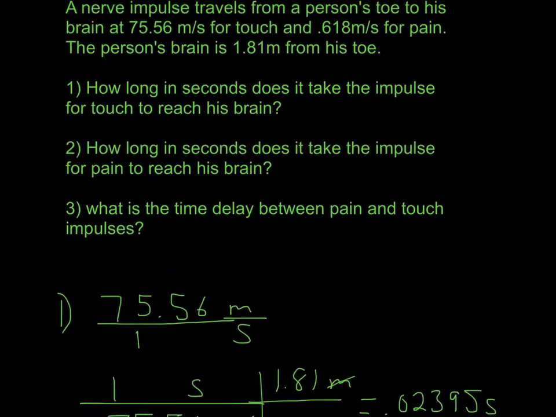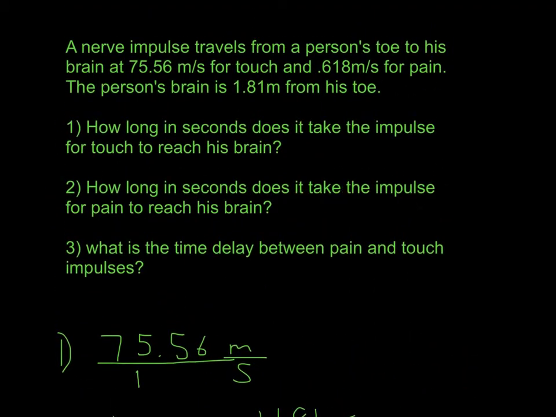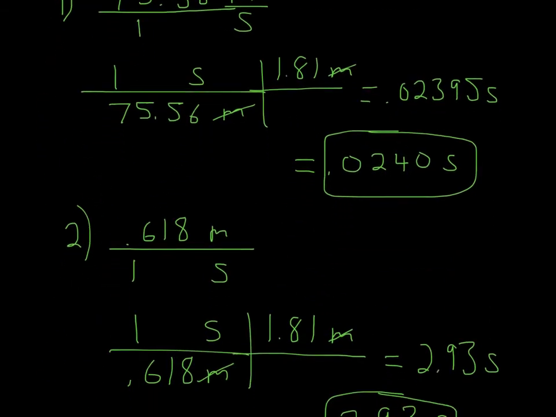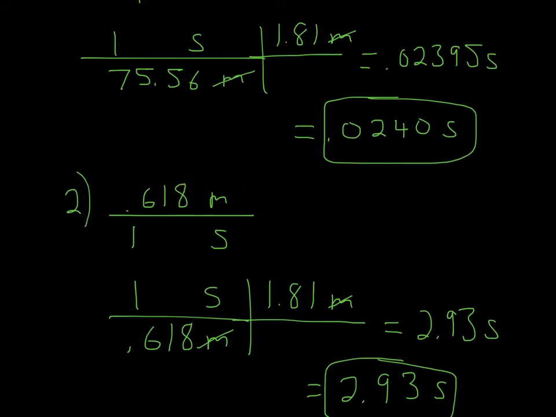The next question is, how long in seconds does it take the impulse for pain to reach the brain? So the pain impulse is this one, 0.618 meters per second. What you do is use that information and the distance to the brain. So all I did was write that, 0.618 meters over 1 second. And then you can just flip it over, so 1 over seconds, because that's what we want. We want the final answer to be seconds.